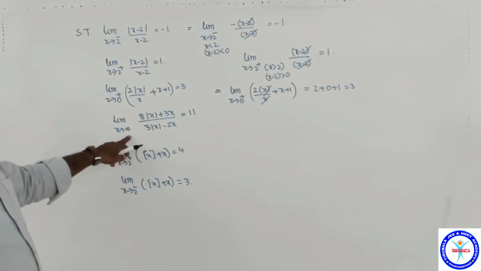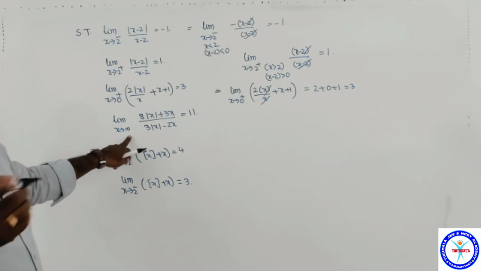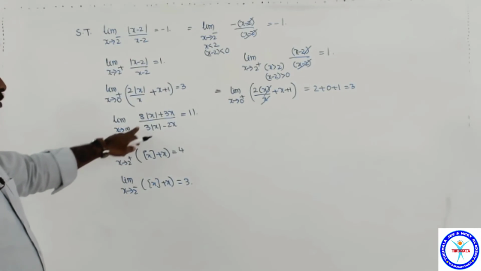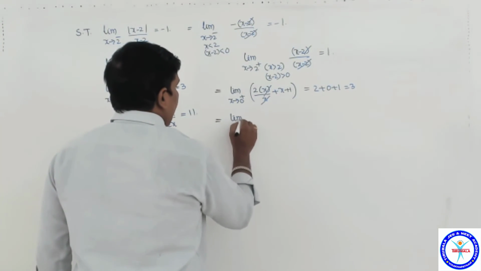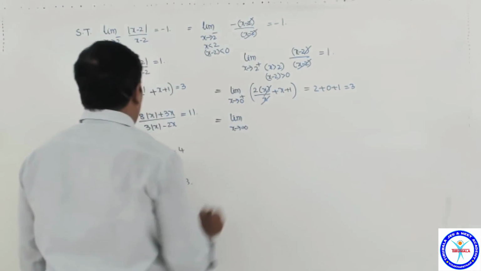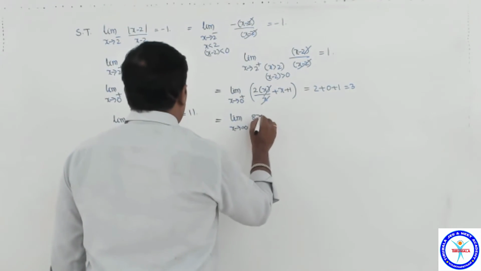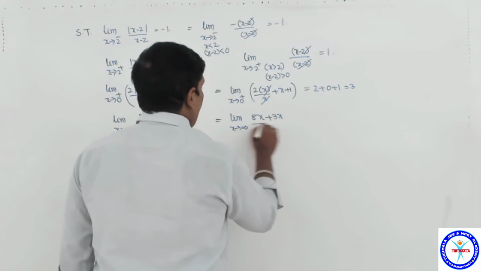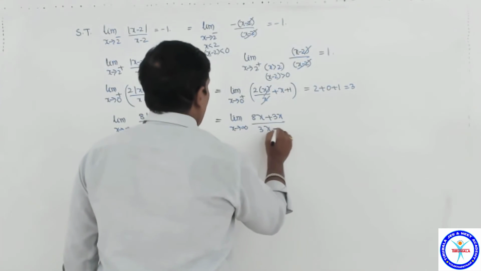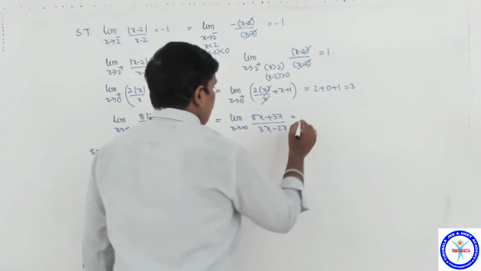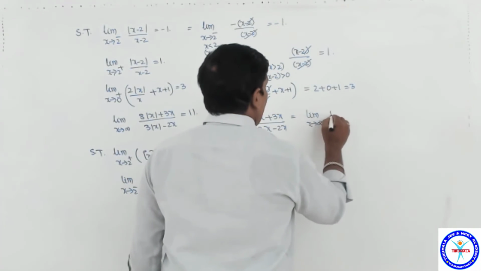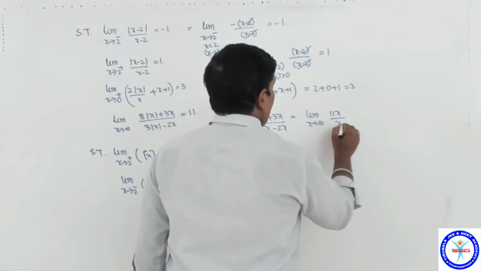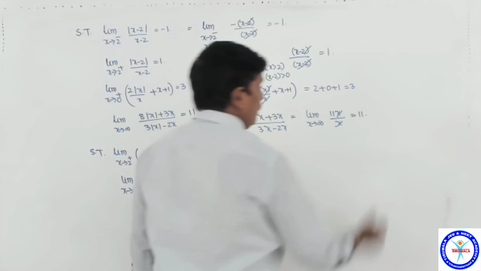Now when x tends to plus infinity, that means positive real line, x lies in the positive real line. So x positive, when x positive, mod x equal to x. This is equal to limit x tends to infinity 8x plus 3x divided by 3x minus 2x. This is equal to limit x tends to infinity 8x plus 3x, 11x by x. Cancel these values is 11.